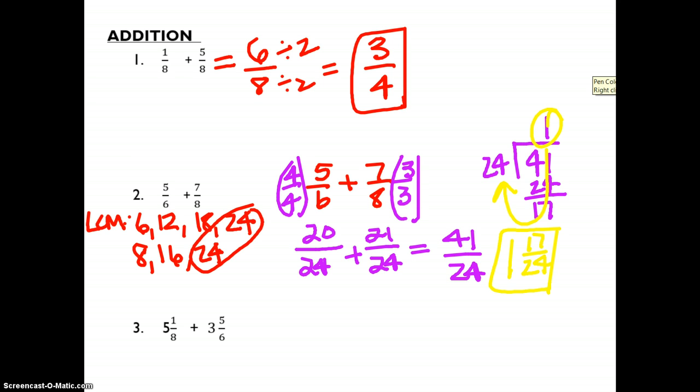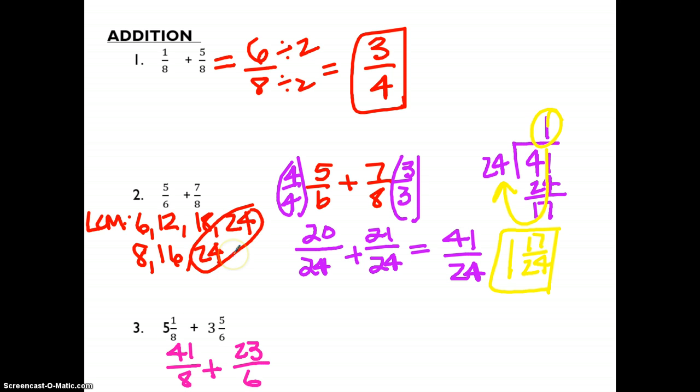Number 3, I have 5 1/8 plus 3 5/6. And the key here is to change them into improper fractions before you start. So 8 times 5 is 40, plus 1 is 41/8, plus 6 times 3 is 18, plus 5 is 23/6.